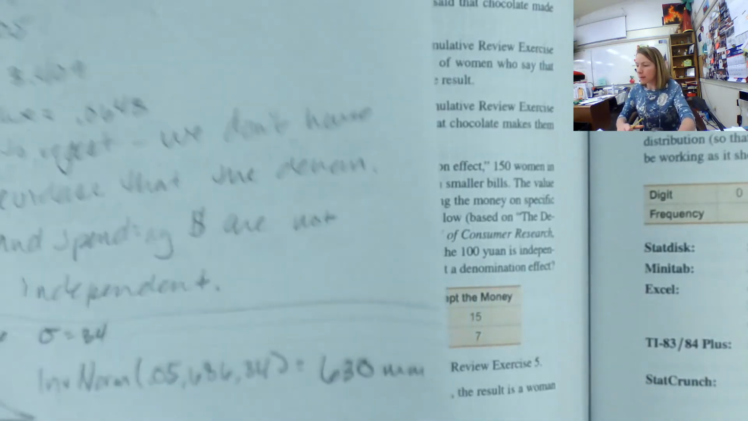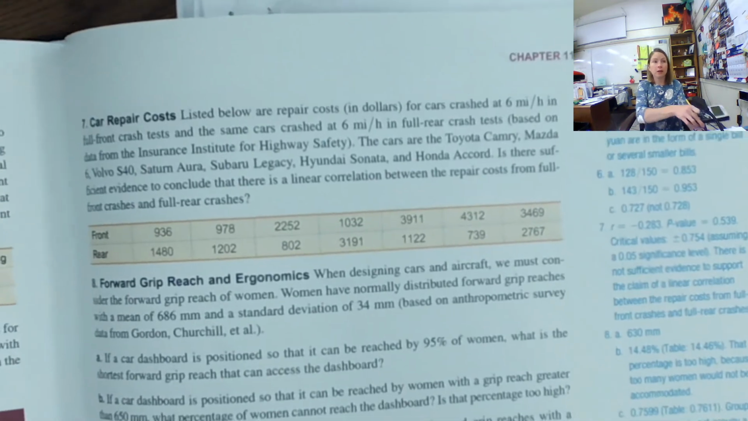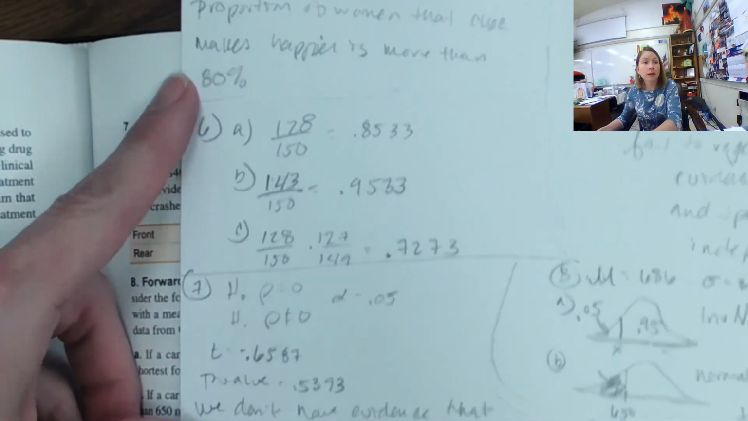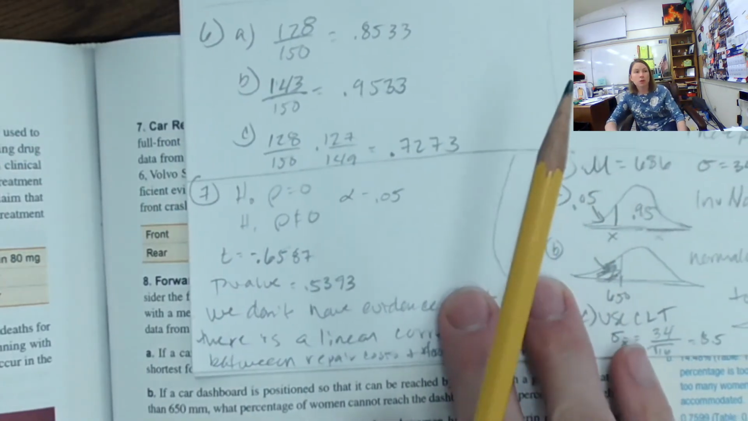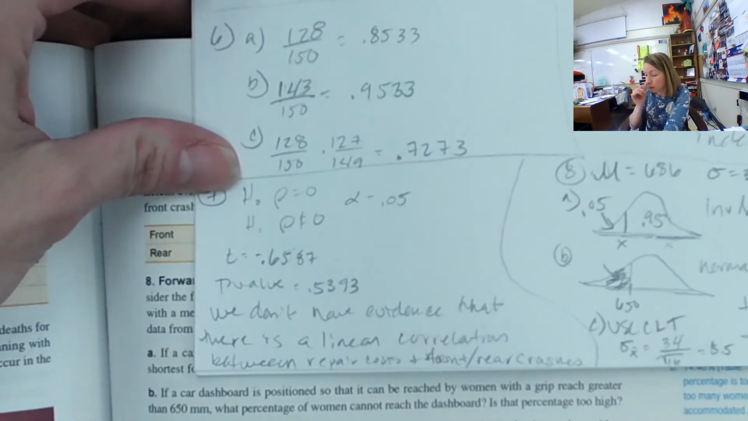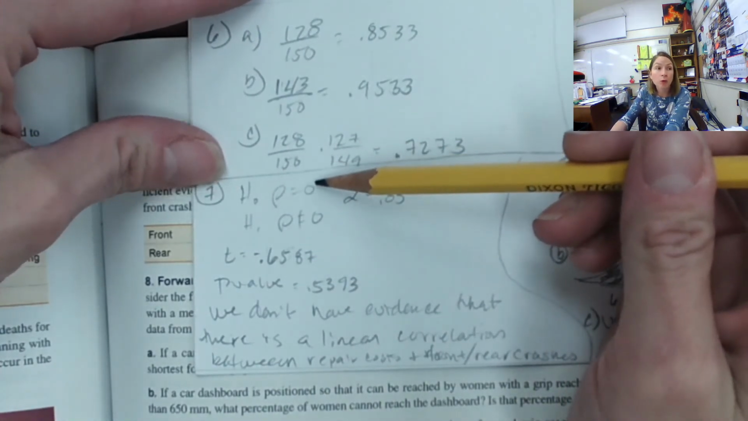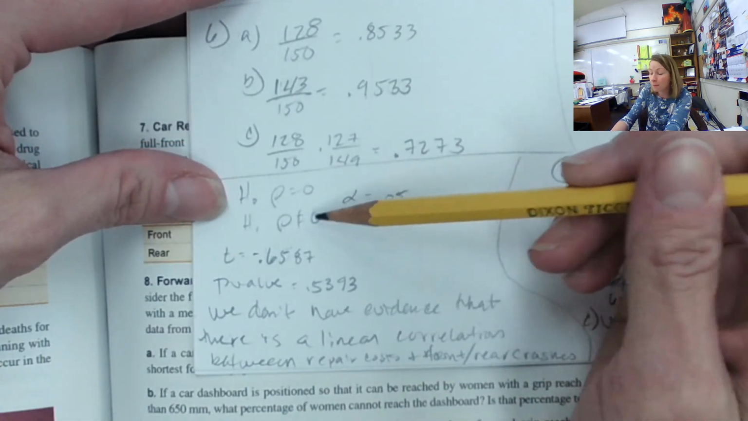Okay. Number 7 is car crash costs, and that one we've got another set of data that we would enter in both list 1 and list 2, and we would see, can I do a test of significance for it? I want to see, is there a linear correlation between how much it costs to fix the car and the type of crash, whether it was front or rear collision? My null hypothesis, rho, is 0. The alternative, it's not, which means that there's some sort of a correlation.